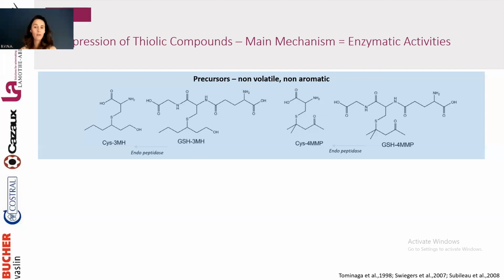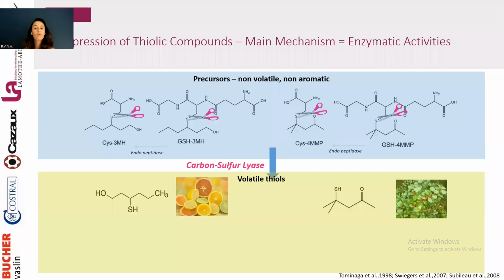We need to express these thiols because as a precursor form, they are kind of useless. They are not very sensitive to oxidation, but we don't perceive them. So there is no point to have them in the final wine. To express them, the main mechanism works via enzymatic activity. The enzymatic activity will cut the thiol from its sugar, as you can see, and it is a carbon-sulfur lyase activity that is needed to release volatile thiol. So with this enzymatic activity, we will release some 3-MH and some 4-MMP.